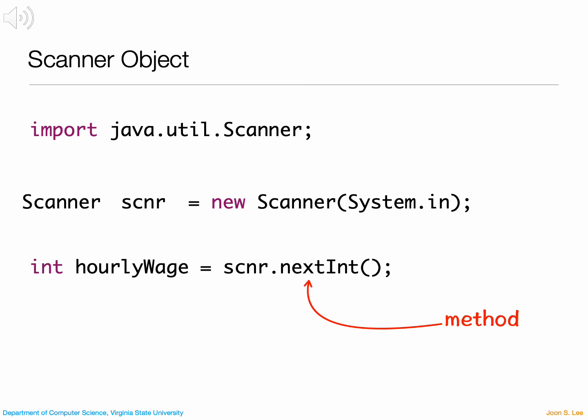In this example, on the last line, we invoke the nextInt method that belongs to the Scanner object. scnr.nextInt reads the next integer typed by the user and returns that value. We then store the return value in an integer variable called hourlyWage.